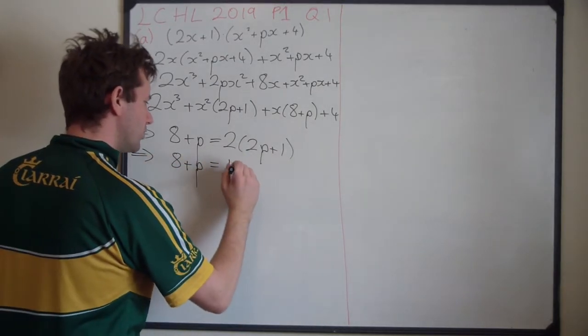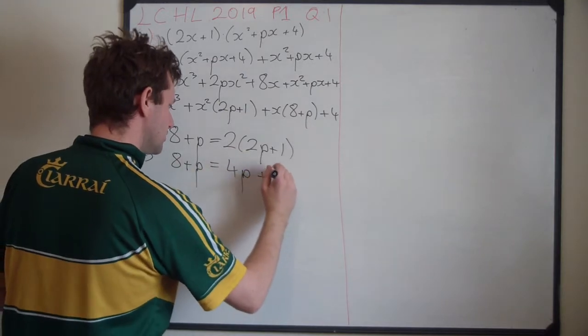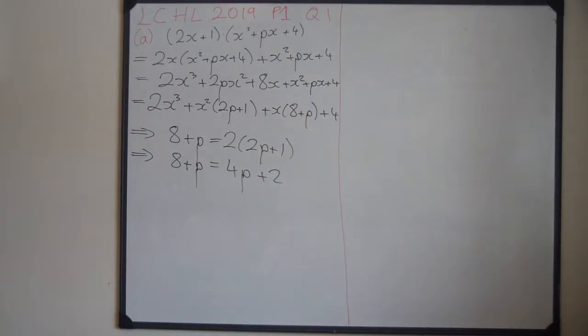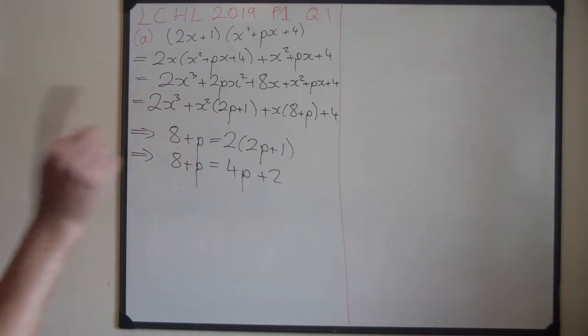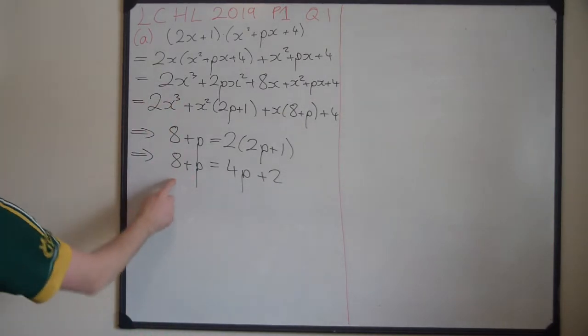2 by 2p is 4p, and 2 by 1 is equal to 2. Now here, one of the things is you've got 2 things that are equal. You can apply the same function to both sides and get 2 things that are also equal. And there's no real left and right. Like if this is equal to this is equal to this.